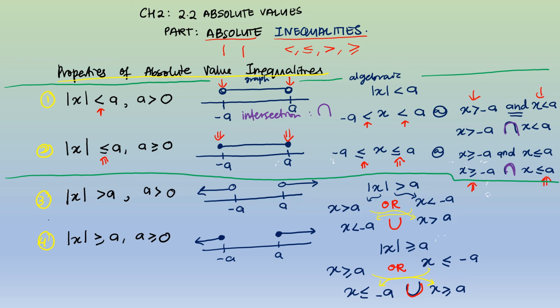So we can make a conclusion here. It depends on our modulus x. Either it is less or less or equal, or it is greater or greater equal. If it is less or less or equal, you need to use intersection, and if it is greater or greater equal, you need to use the union symbol, for us to identify where our solution lies. So this is what we get from our properties.